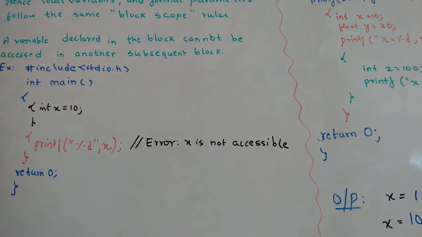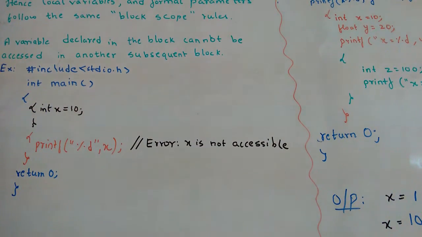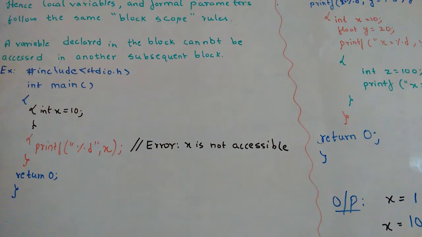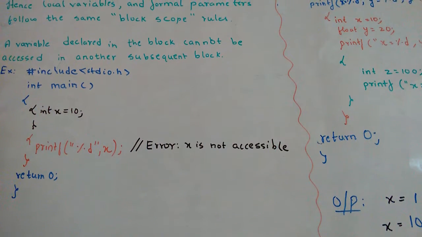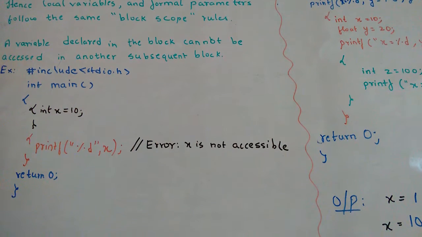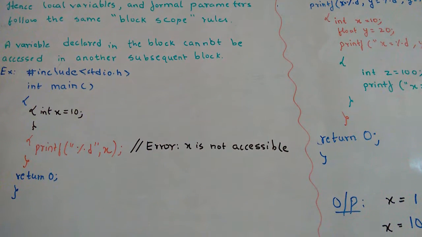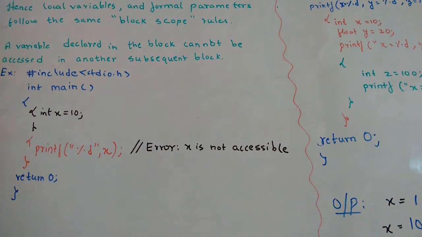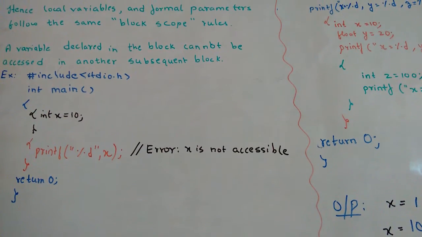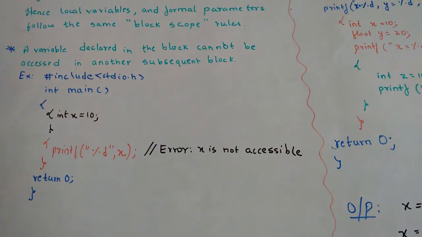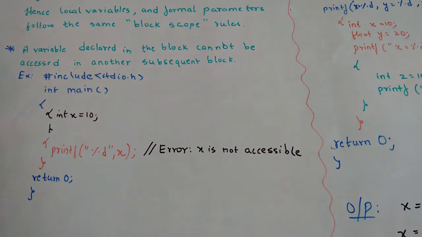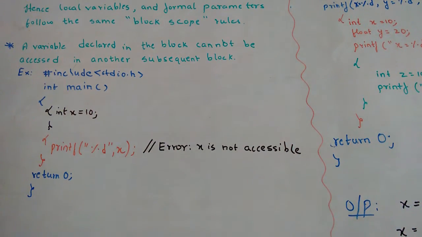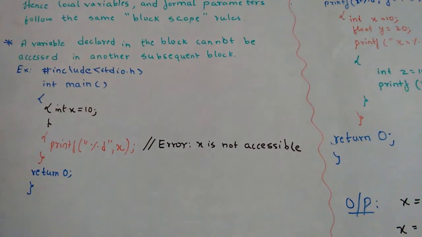I will just read the code out. I will begin my code by saying hash include stdio.h, after which within the main function I have one block starting and ending with black curly braces. I hope you can see. It contains int x equal to 10. So the x variable I have defined in one block. In the subsequent block, that is in the red block, I am trying to access x.